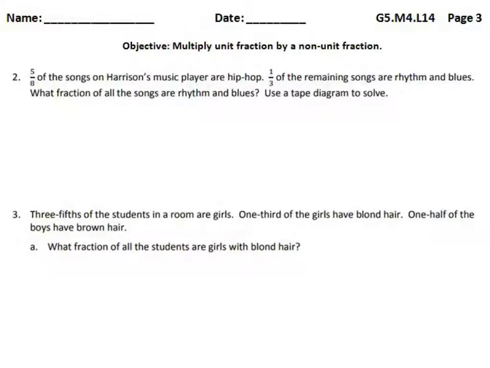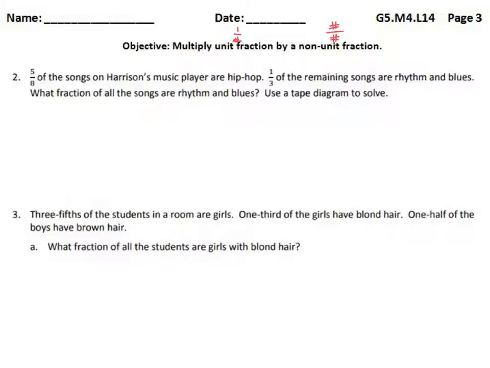Now let's move on to page 3. We are still multiplying a unit fraction, a fraction with a 1 in the numerator, and then it can be any number in the denominator, by a non-unit fraction. So it can be any number on top, except for 1, and any number on the bottom.